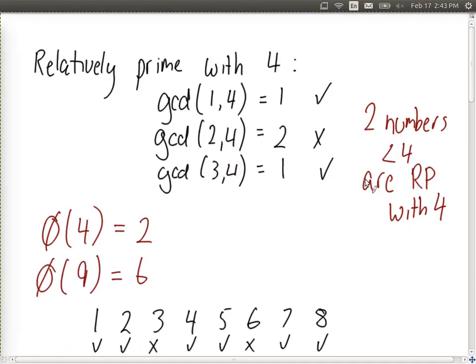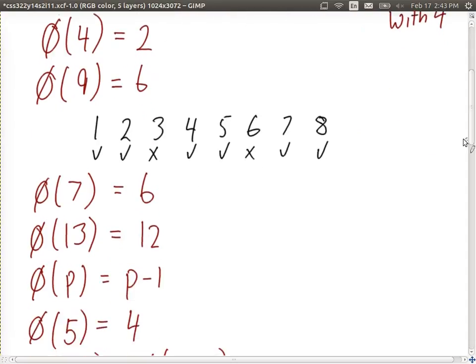Just returning to those examples: for the numbers relatively prime with 4, if we consider the numbers less than 4, we've got 1, 2 and 3, and we see that there are two numbers relatively prime with 4. Therefore the Euler's totient of 4 is 2. It's the count of numbers. Similarly, we did it for the totient of 9, where we looked at all the numbers 1 to 8, and see that 1, 2, 4, 5, 7 and 8 are relatively prime with 9, and therefore the count is 6. The totient is 6. And we can do it for other numbers.